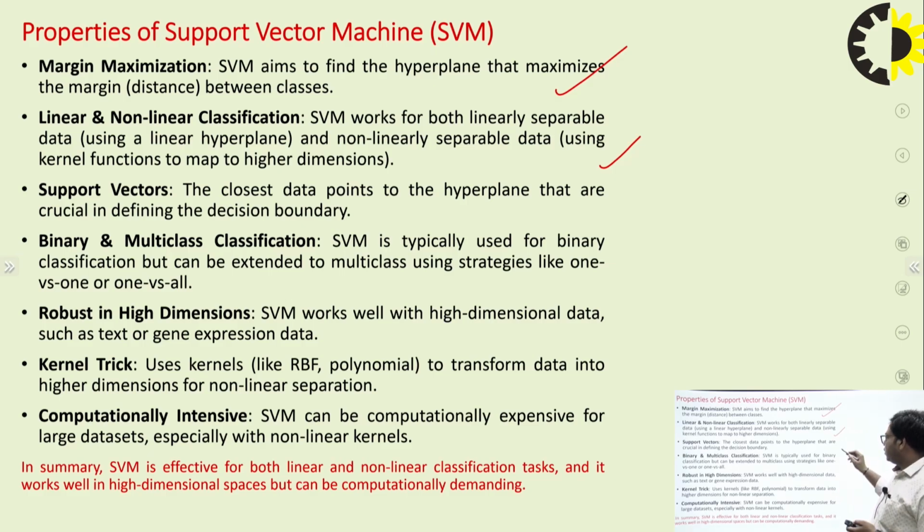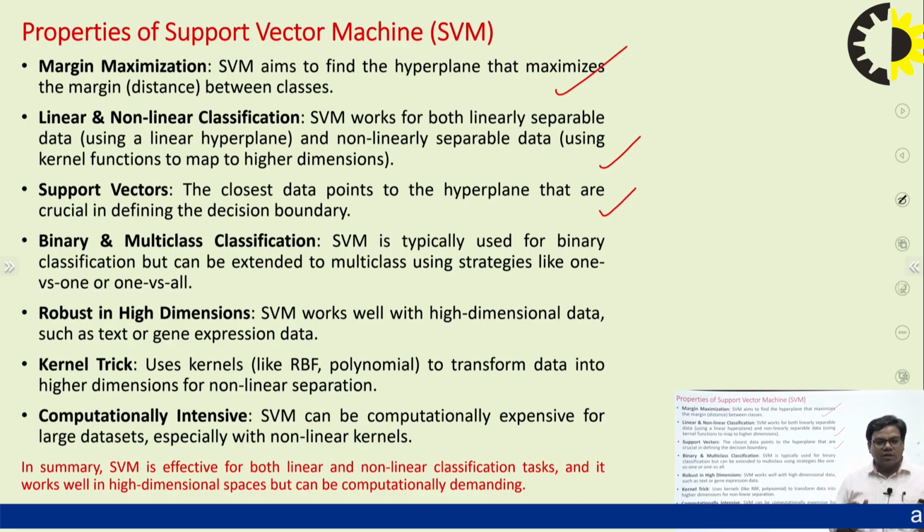Third is support vector. A very important point for the SVM. Without discussing or considering the support vectors, the application of the SVM is totally incomplete, because the full form of SVM also contains support vector machine. So the whole idea is based on the support vector. Binary and multi-class classification. Yes, by default, this is good for binary classification.